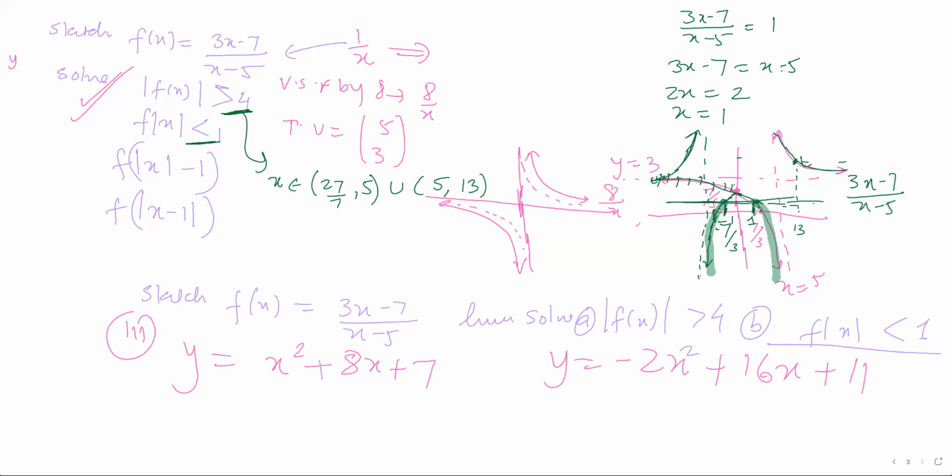So the correct range for the solution of the second inequality is x belongs to minus 5 until minus 1, union with 1 until 5. So that's the correct solution range that we are looking for in this part.